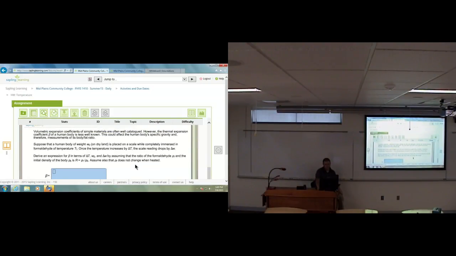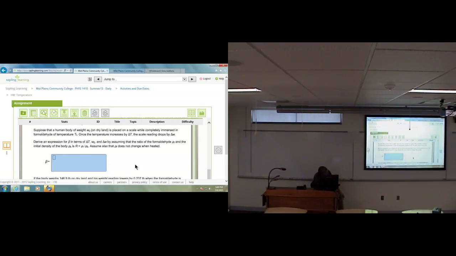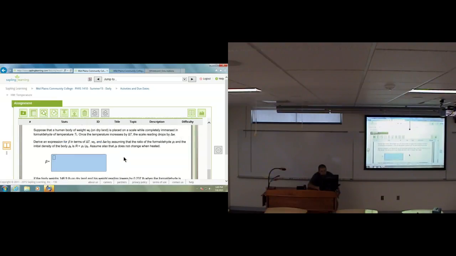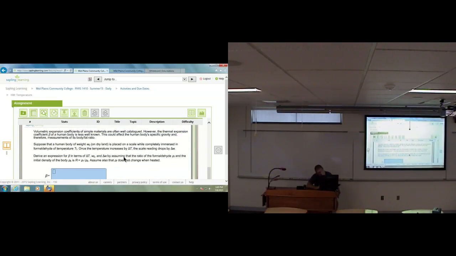So this is actually a... Don't do this. Don't immerse yourself in formaldehyde, by the way. This is for a dead body, or one that will be dead after they do this experiment. But this is partly an expansion in heat problem and also partly an Archimedes' law problem, right?